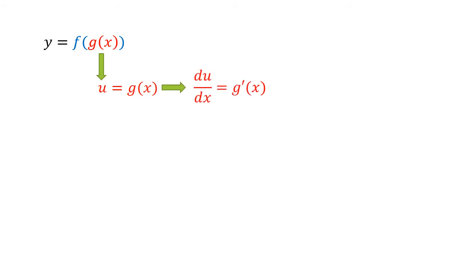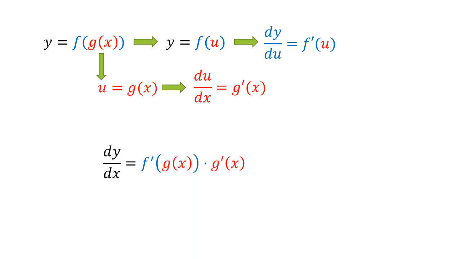The other way: if we have the composite function y equals f of g of x, we can let g be a new function u, then u is a function of x. We can find du by dx, which equals g prime of x. When we let u be g of x, then y will be a function of u, and we can find dy by du, that is f prime of u. Okay, so dy by dx is f prime of g times g prime of x. The other way would be dy by du times du by dx.